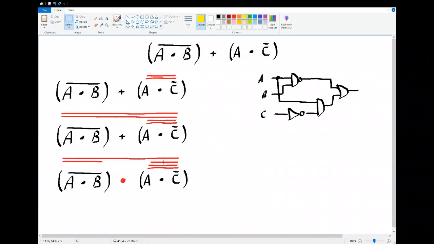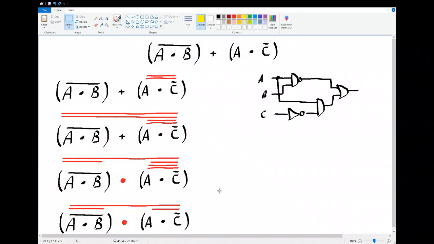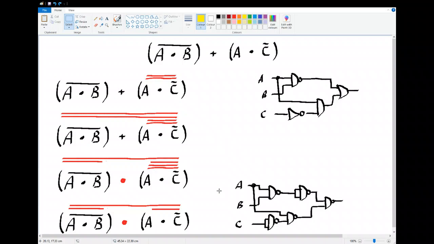There's no point having three here. We can cancel a pair of those. Can't cancel one line in the same way you can't add one line, but you can cancel two in the same way that you can add two. And once I cancel those, I'm left with this. And that circuit looks like that.